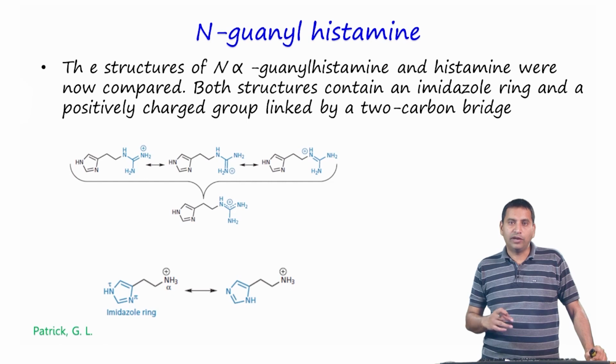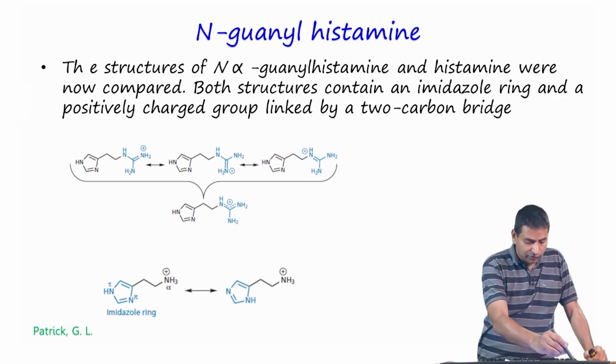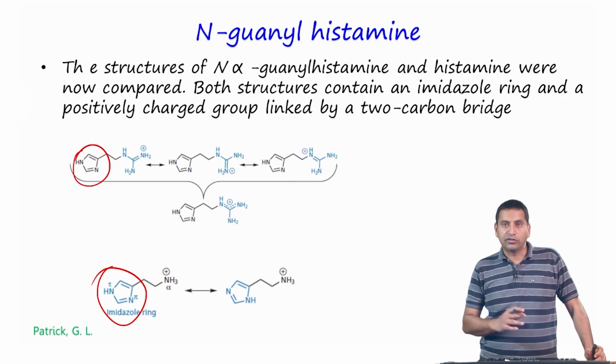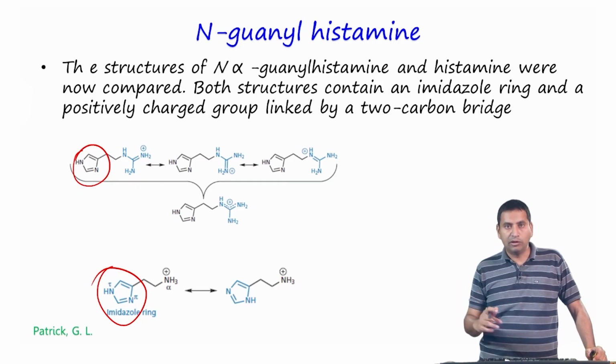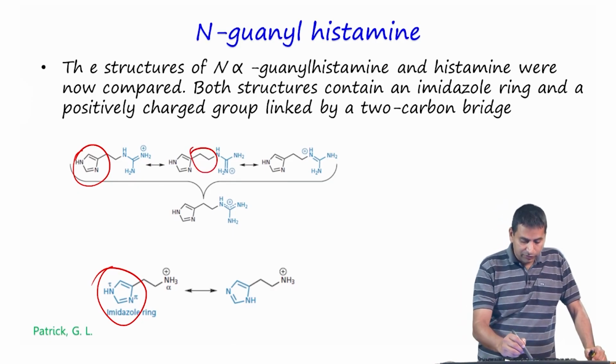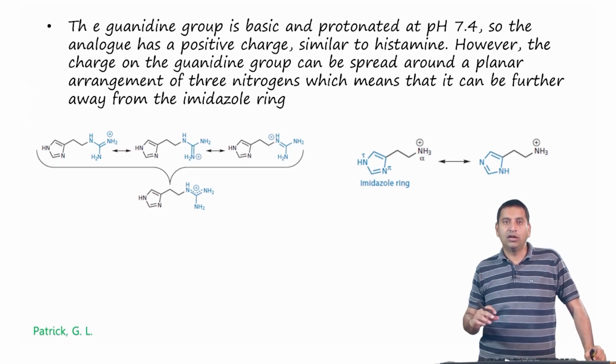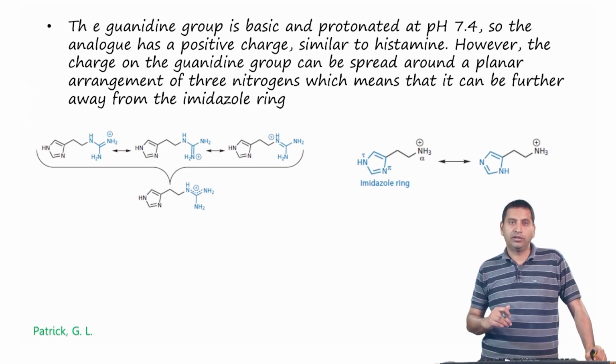So, the structures of N-alpha guanyl histamine and histamine were now compared. Both structures contain an imidazole ring, which is a common part of the two structures, and both also contain a 2-carbon bridge. One of the differences is the protonation of the side chain. The guanidine group is basic and protonated at pH 7.4, so the analog has a positive charge similar to histamine.